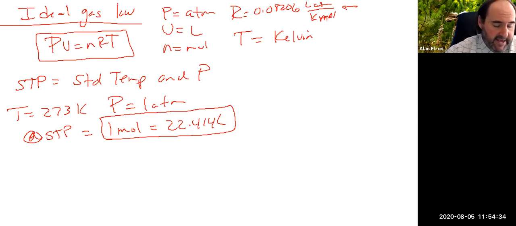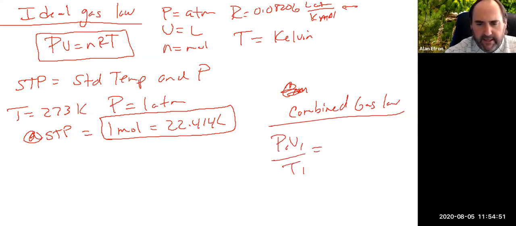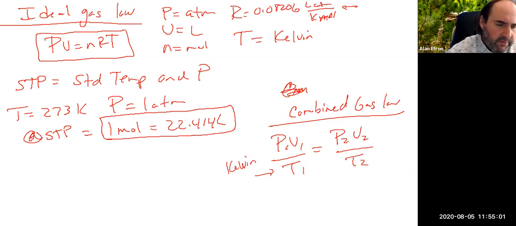We also saw that we had the combined gas law. And that was our P1 V1 over T1 equals P2 V2 over T2. Here, again, Kelvin for our temperatures. Pressures and volumes don't really matter. They could be the same units, and you're okay to use that.